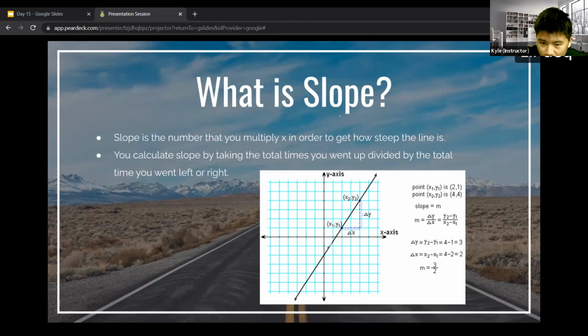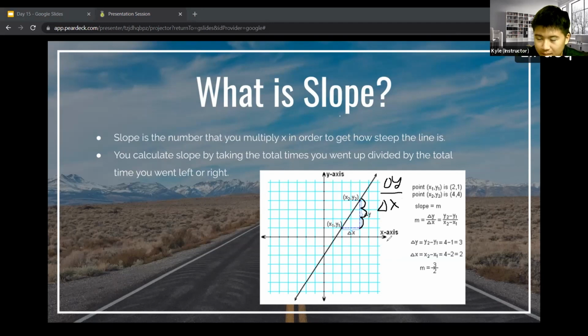So you see, we have a graph right here, and you can see that slope is calculated by the delta y over delta x. Delta means change. So basically the change of y over the change of x. So can anyone tell me how high did we increase in the y value? Anyone? Yes, 3. So basically the change in y is 3.